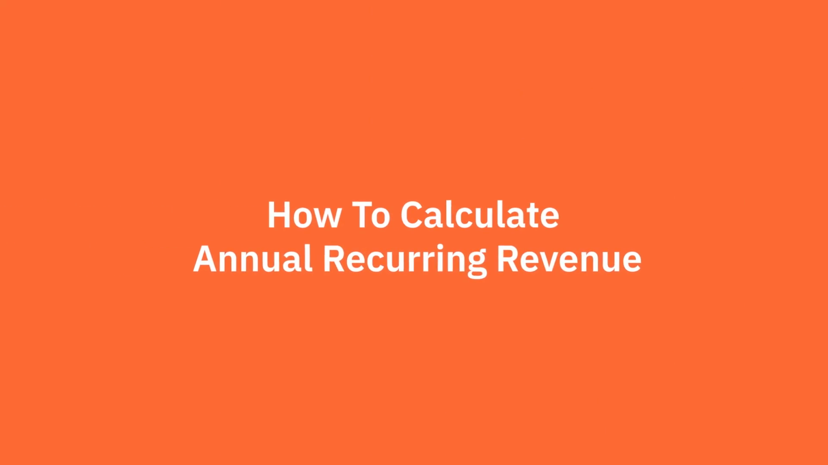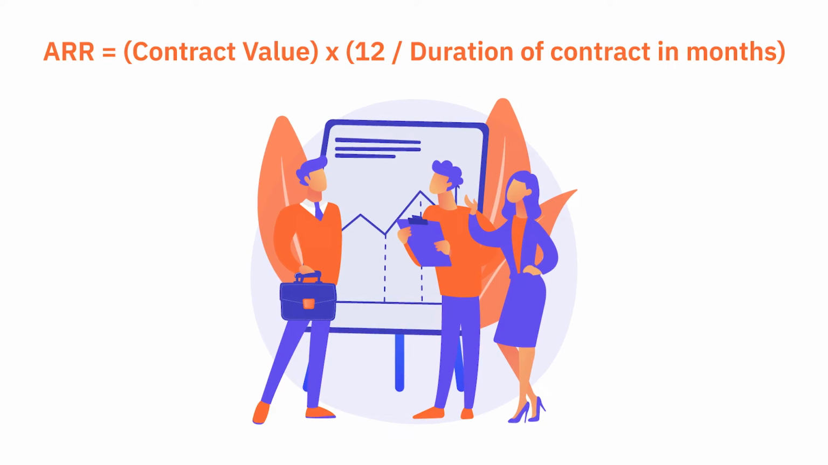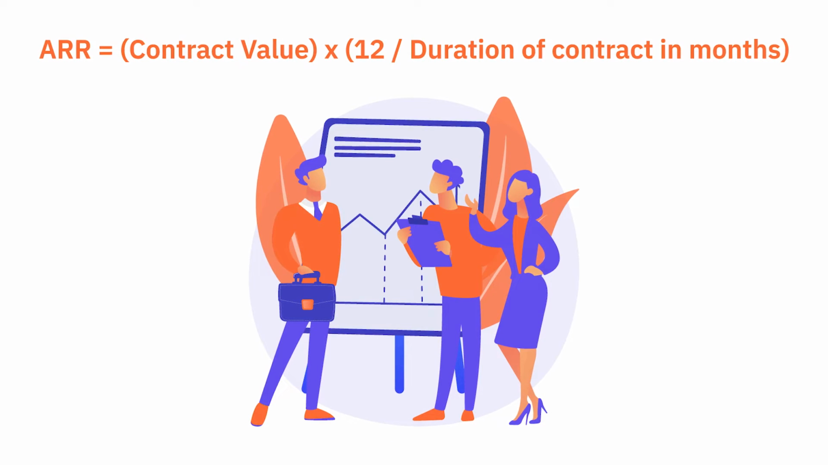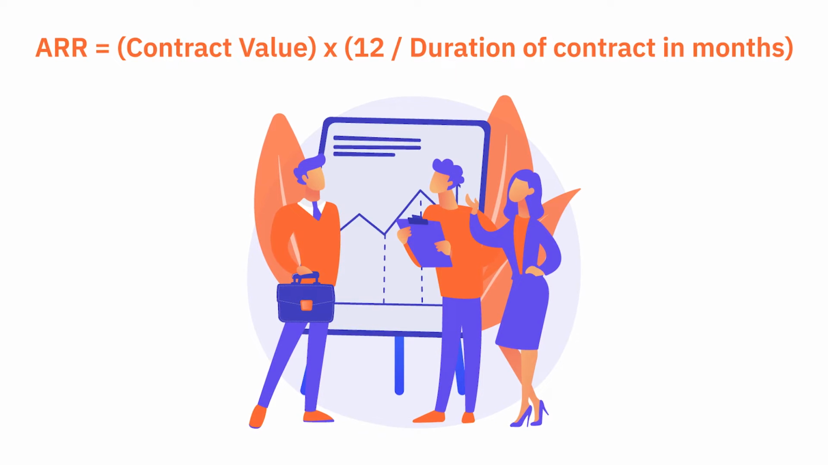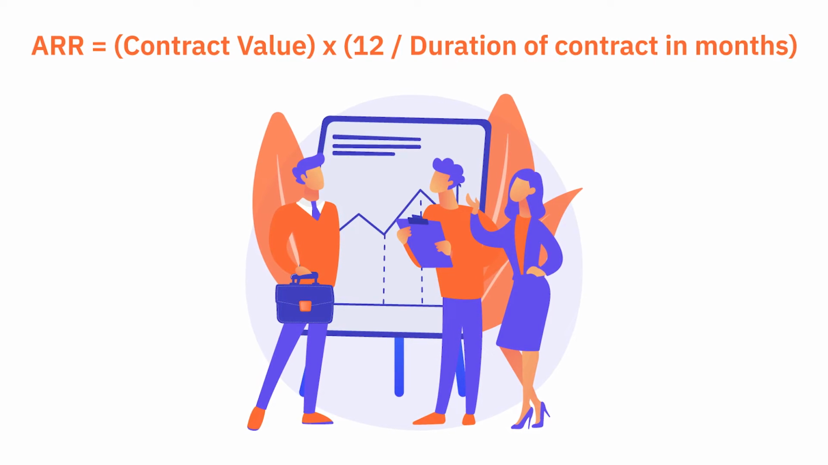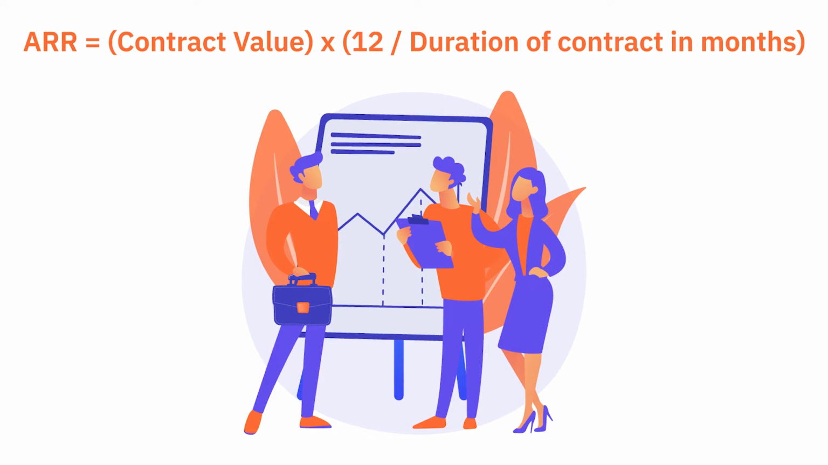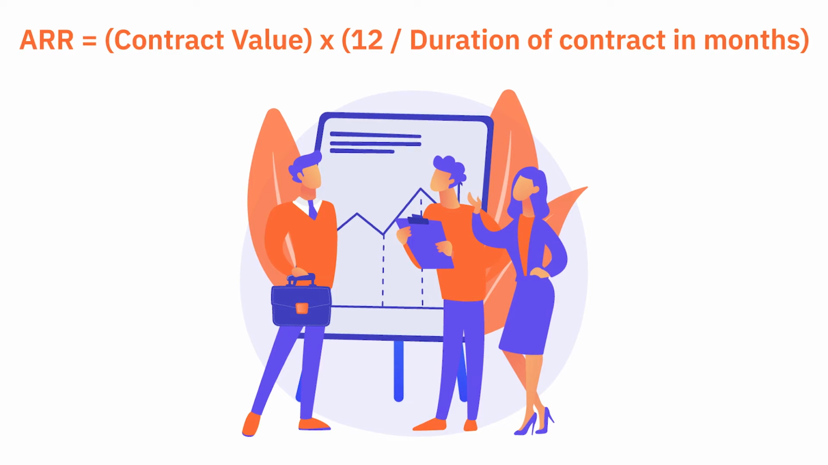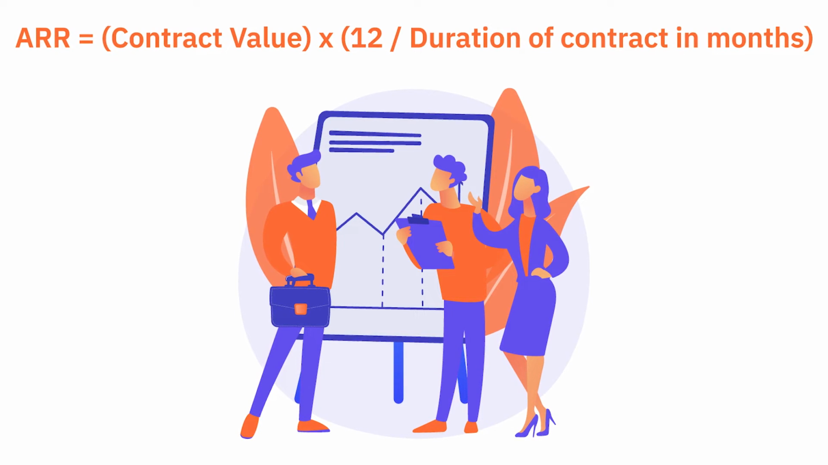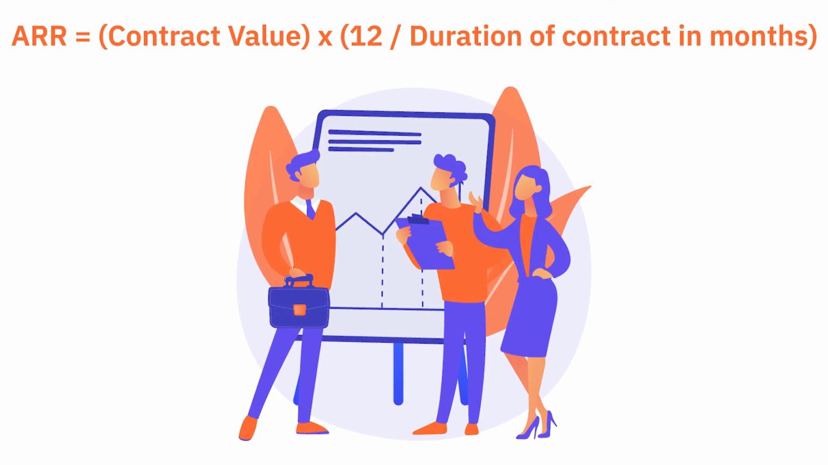How to calculate annual recurring revenue. Annual recurring revenue, or ARR for short, measures the performance of a business on a year-over-year basis. It's simple to calculate ARR. Take the sum of the yearly recurring charges for all paying customers. If you bill your customers monthly, here's the formula you can use to calculate ARR. ARR equals contract value times 12 divided by the duration of contract in months.